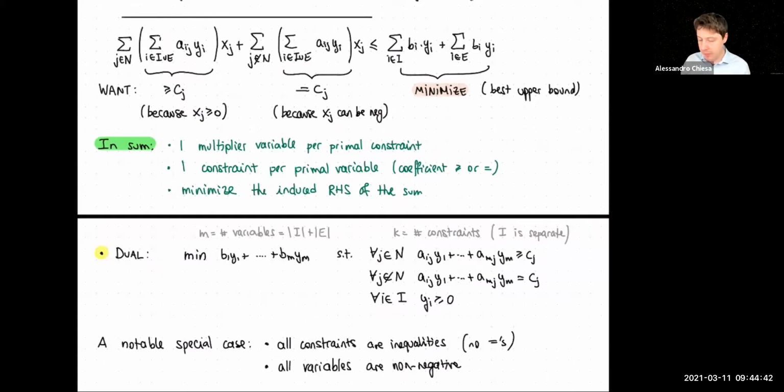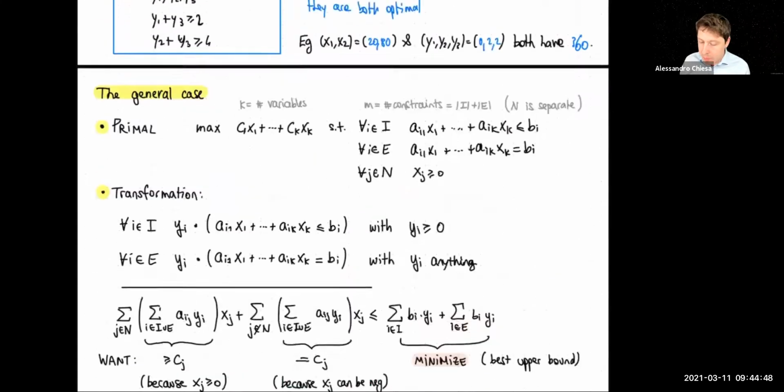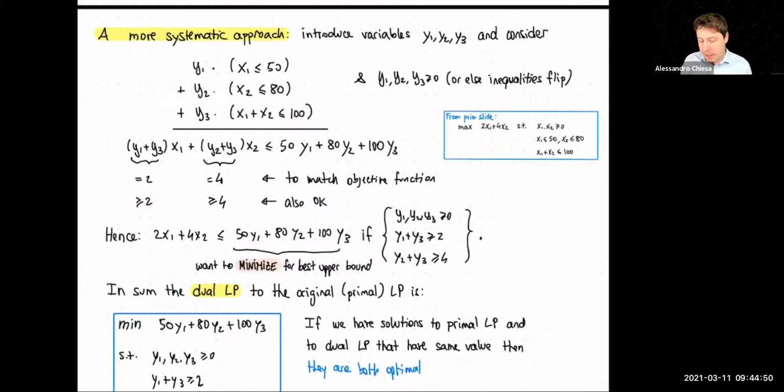All right, can you explain a bit more the difference between these two? So let's go up to the example first. We started out by saying we want to derive an upper bound on this expression, 2x1 plus 4x2. A first guess would be to set y1 plus y3 to be 2, so that I match this coefficient, and y2 plus y3 to be 4, so I match this coefficient.